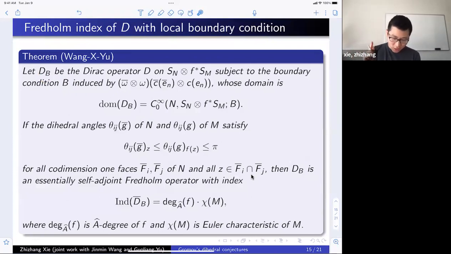Furthermore, you will see from the construction that it's also Fredholm. For one thing, you can see that the domain of this operator is essentially self-adjoint, and the domain of this one is the H1 space. So you will see it's Fredholm, okay? And then the index will be exactly the A-hat degree of F times the Euler characteristic of M.